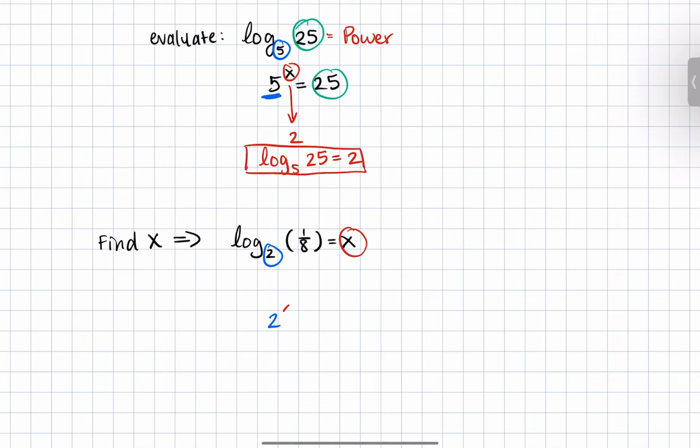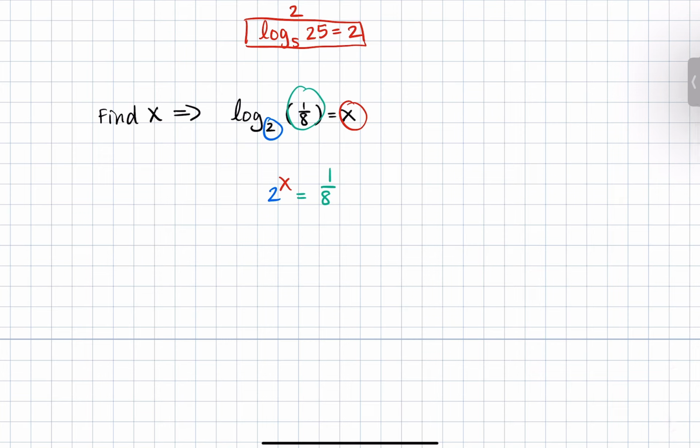So what can you do here? For starters, you can start by gaining a common base. So 2 to the x equals, 1 over 8 is the same thing as writing 2 to the negative 3. So when you have a negative sign in the exponent, that just means you're flipping it. So 1 over 2 to 3. Right? That's what our negative sign means. So remember, when you write the 1 over 2, you're not including the negative. The negative disappears. So it's just going to be 1 over 2 to the power of 3.